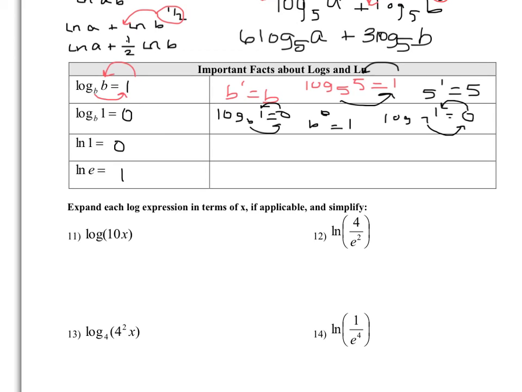Okay. ln of 1 equaling 0. Well, ln is the same thing as saying log base e. So log base e of 1, does that equal 0? Well, e to the 0 power definitely equals 1. e to the 0 equals 1. Anything to the 0 power equals 1, so that's good. And the last one is ln of e equals 1. Well, that's the same thing as saying log base e of e equals 1. And that kind of goes back up to this one. Log base b of any b must equal 1.